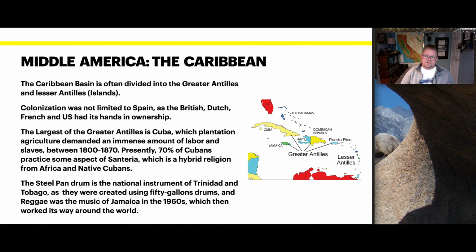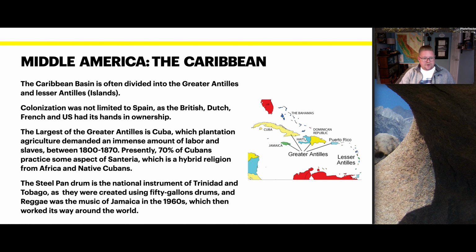The largest of the Greater Antilles is Cuba, where plantation agriculture demanded an immense amount of labor, which was mentioned earlier, and unfortunately required them to acquire a tremendous number of slaves. And that was really between 1800 and 1870. What's interesting now is that about 70% of Cubans practice some aspect of Santeria, which is a hybrid religion from Africa and the indigenous people of Cuba.